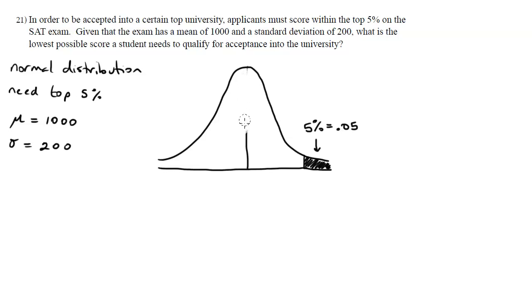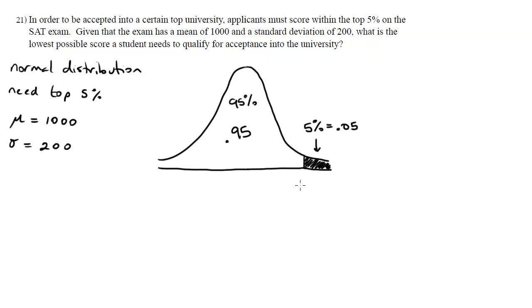Okay? So you need to be in the top 5% in order to qualify for acceptance. That means everybody else is here, which is 95%, right? Or 0.95. 0.95 plus 0.05 is 1. 95% plus 5% is 100%. So you need to be here in order to be accepted into this university.